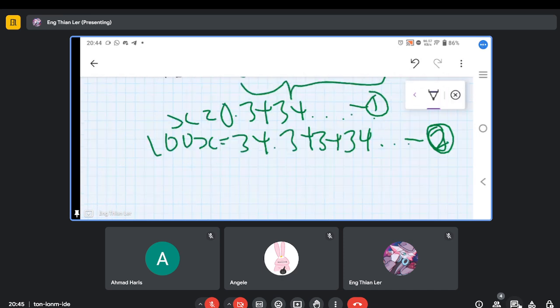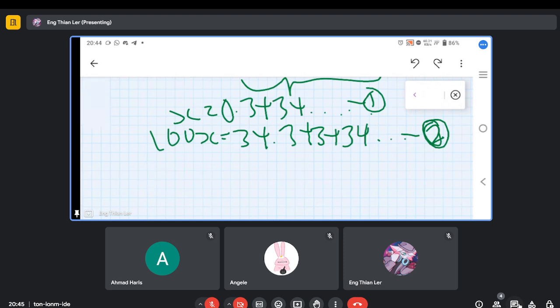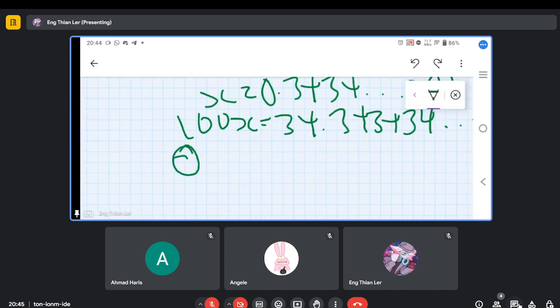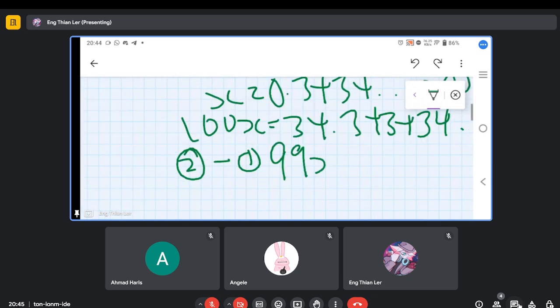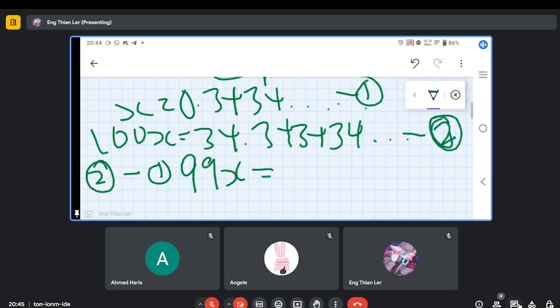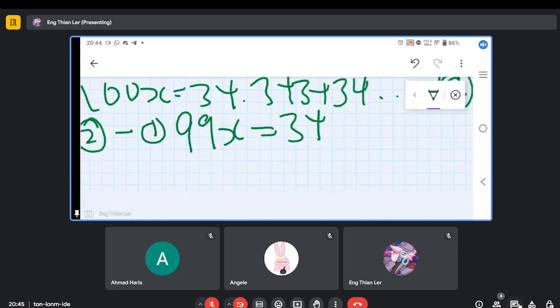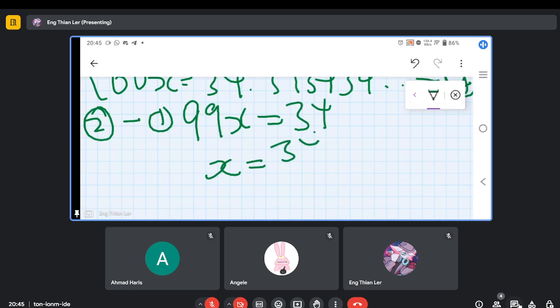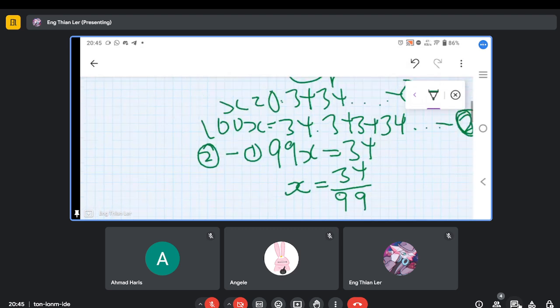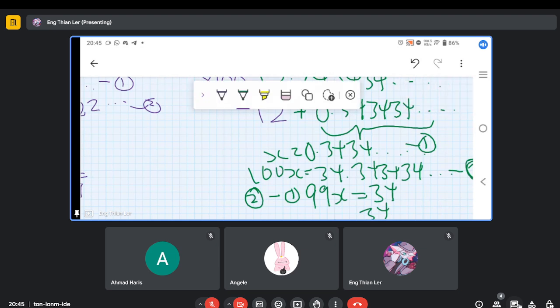So when we do 2 minus 1, we get 99x equal to 34, and then we get x equal to 34 over 99. But that's not the answer yet. Remember we have a 12 remaining. Don't forget this 12.